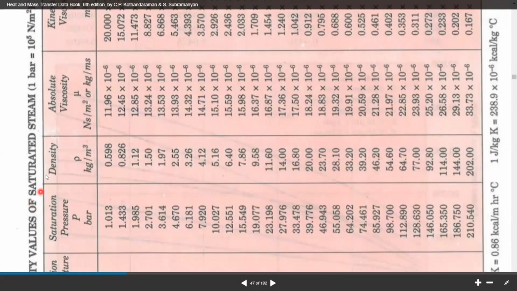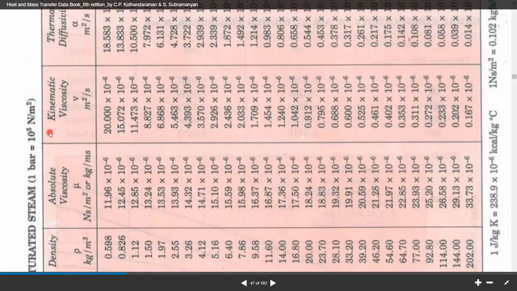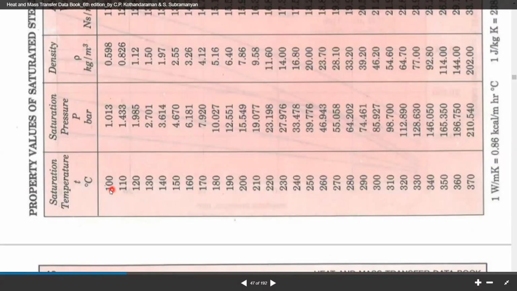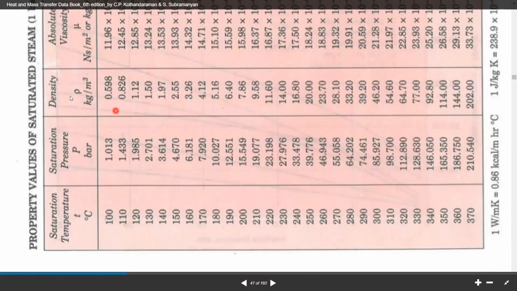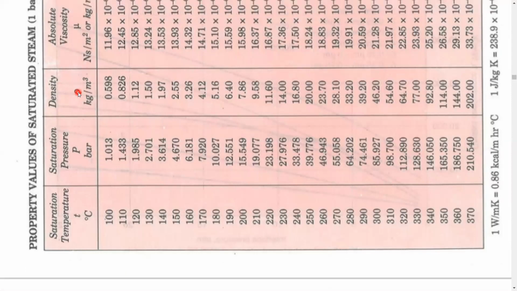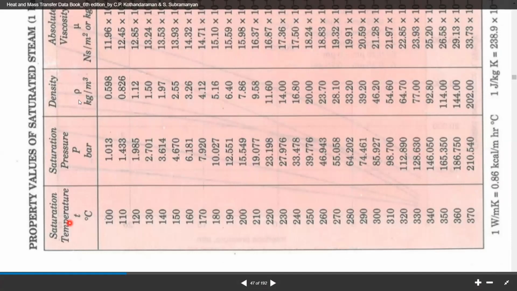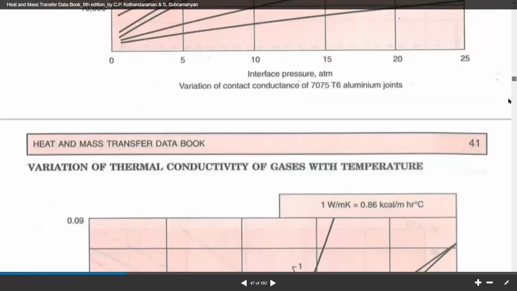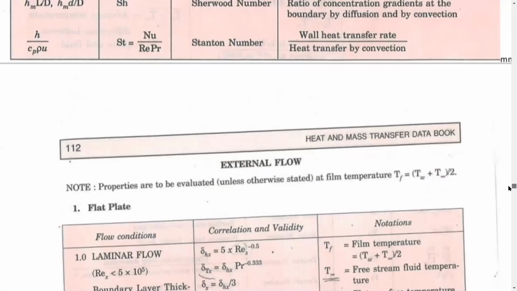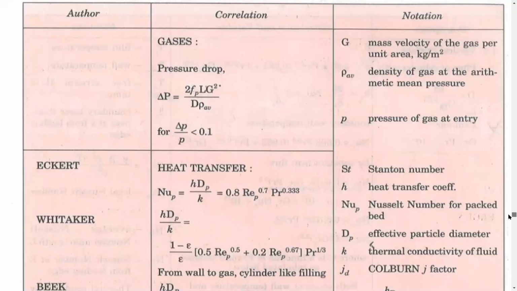So the property values of saturated steam at 1 bar pressure, at atmospheric pressure, he has given. At 100 degrees centigrade, the value of density rho V. Rho L is the density of water or the density of liquid, but this rho V is the density of vapor. At 100 degrees centigrade, the density is 0.598 kg per meter cube. Got it?